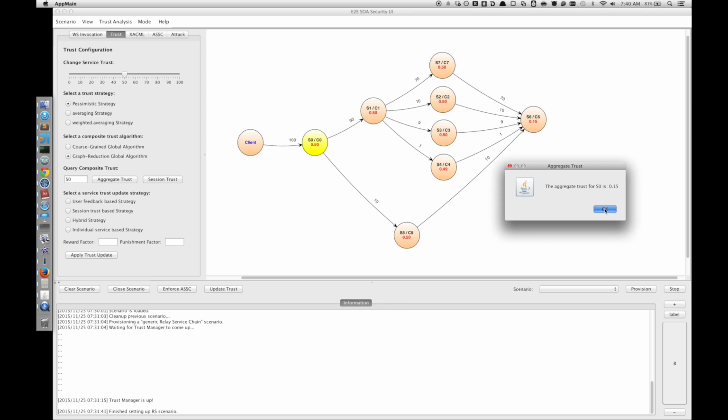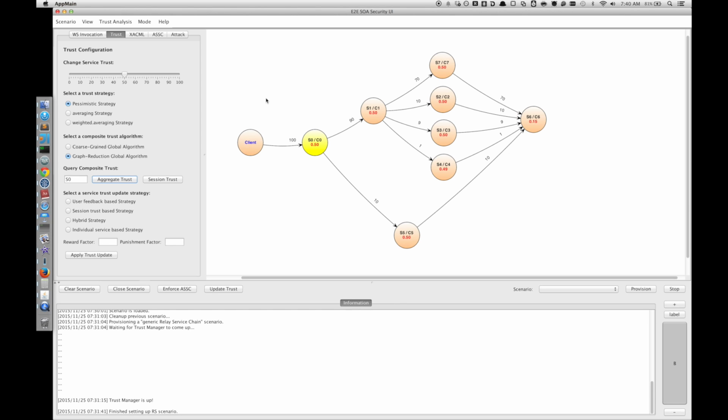This was a very quick overview of this trust algorithm, and the implementation details and the algorithmic aspects of that are available in the thesis.